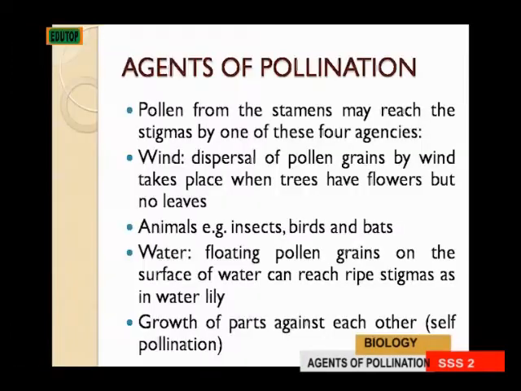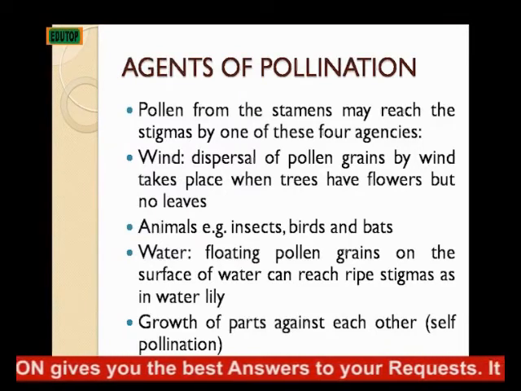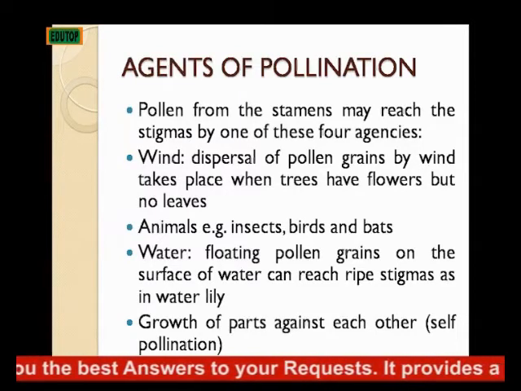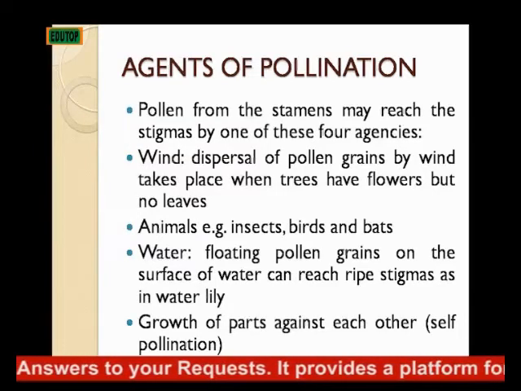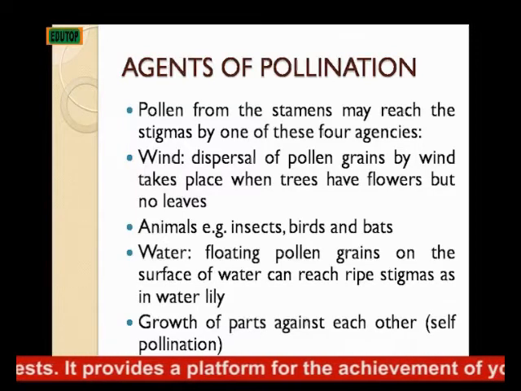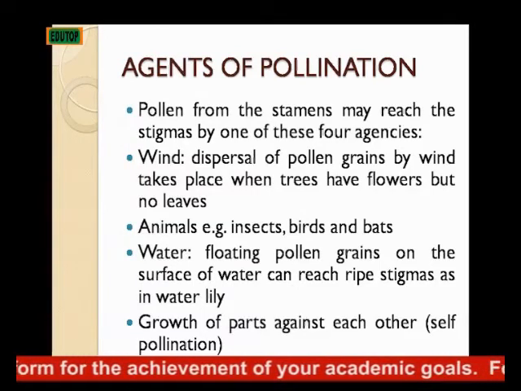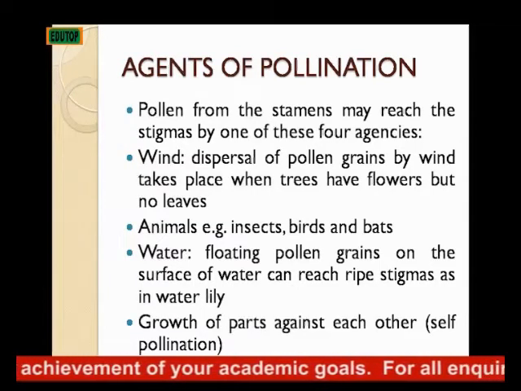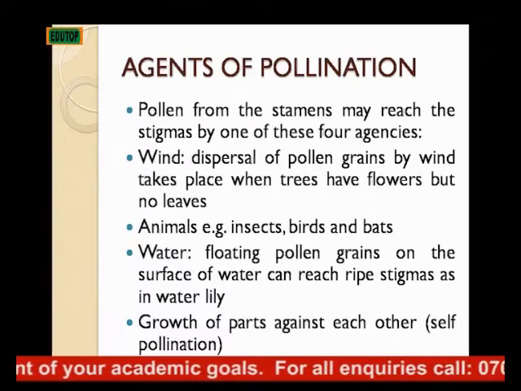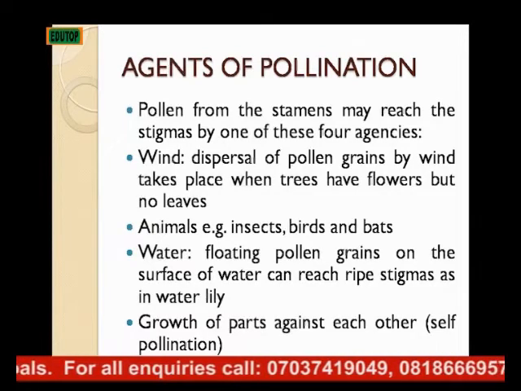What are the agents of pollination? Pollen from the stamens may reach the stigma by any of these four agents or agencies. Agents of pollination: we have wind, animal, water, and growth of parts against each other. When we are talking about pollination, how do the pollen get to the stigma? They have to be moved by an agent, and the agent could either be wind, animal, water, or growth of parts.